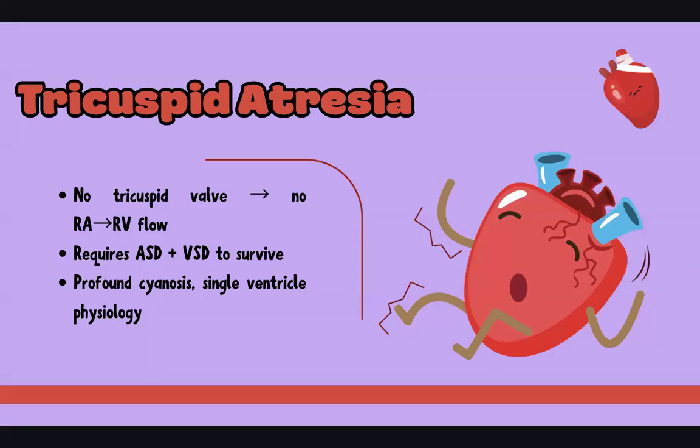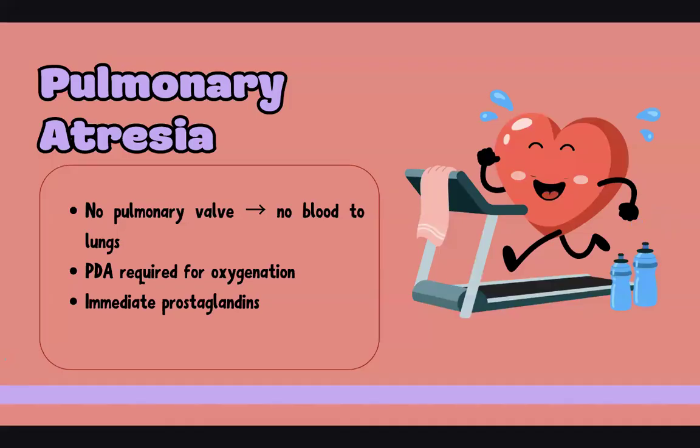So tricuspid atresia is one of the first ones. They don't have a tricuspid valve, which means they don't have right atrium to right ventricle blood flow. So they need an ASD and VSD to technically survive. They'll have a lot of cyanosis because they have one ventricle, which is obviously not normal for the human body. We have two. All right, pulmonary atresia. They don't have a pulmonary valve, so there's no proper blood flow to the lungs, and they need a PDA for proper oxygenation.